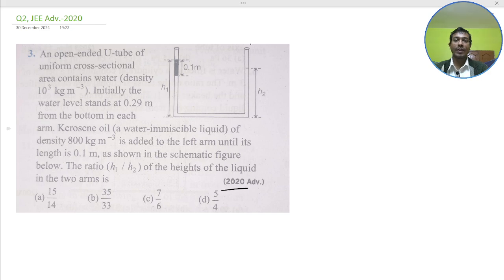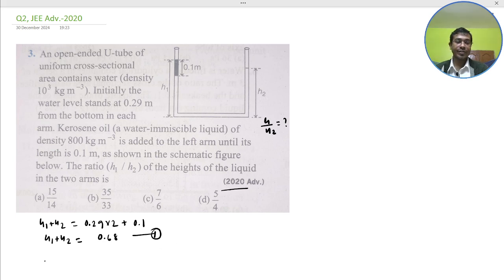So in one tube kerosene is added, so the height increases, and you have to find the ratio of the heights H1 and H2. So we just apply here, first of all, the total height: H1 plus H2 is 0.29 into 2 sides plus 0.1. So H1 plus H2 would become 0.68. This is equation number 1.